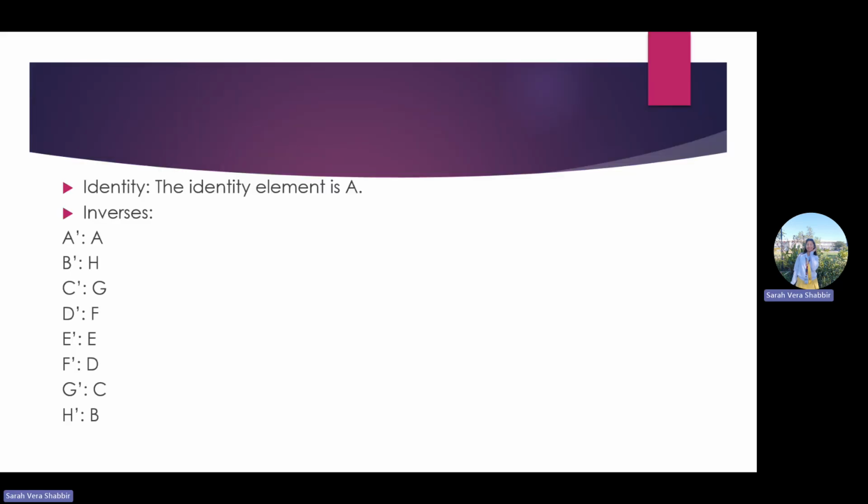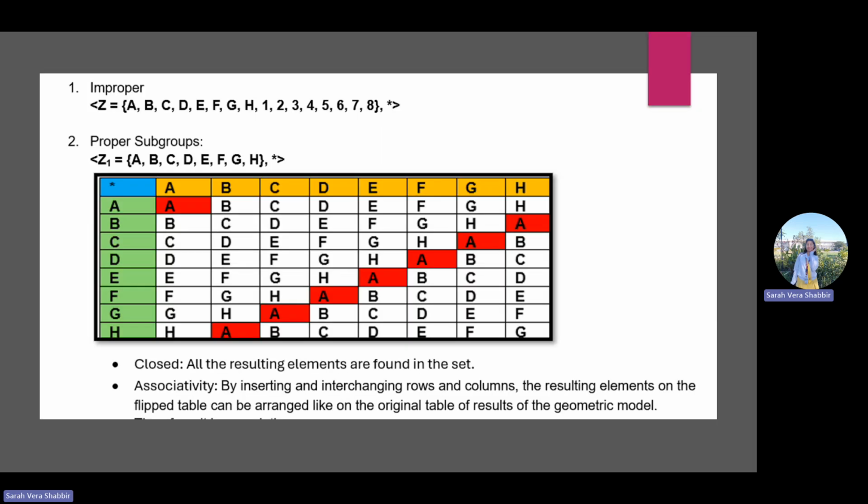Next, let's identify the identity. As always, the identity element is A, which is also in our set. And our inverses are the following. The inverse of A is A, the inverse of B is H, the inverse of C is G, the inverse of D is F, the inverse of E is E, the inverse of F is D, the inverse of G is C, and the inverse of H is B, wherein all these elements are also in our original set. So our first proper subgroup formed a group, meaning it is a subgroup of our structure.